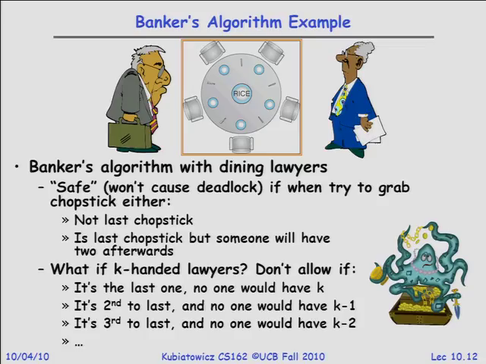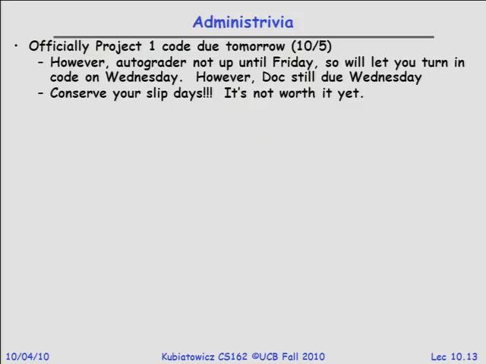Administrivia. So officially Project 1 code's due tomorrow, but I have been hearing that there have been problems with the autograder. And I'm sorry that it wasn't fully functional until Friday, so we will let you turn your code in on Wednesday night, 11:59. But I don't want to get behind. So we're going to have you turn in your design docs as well on Wednesday still, okay? Because I don't want to get behind. So I'll give you the extra day on the code. You won't lose a slip day, but let's not get behind on things. And be prepared to dive right into Project 2, okay?